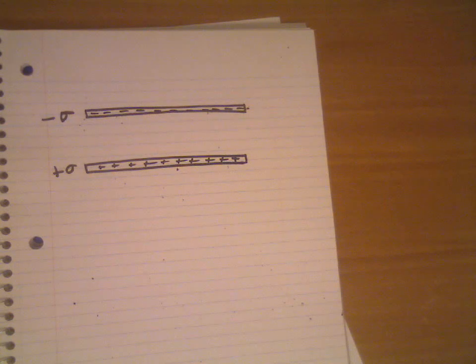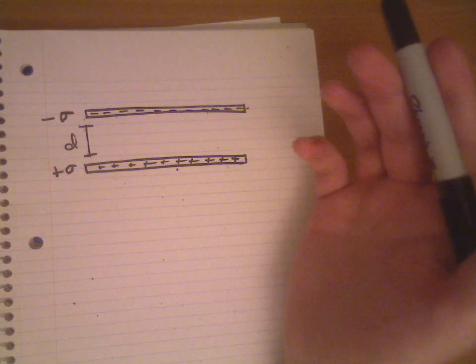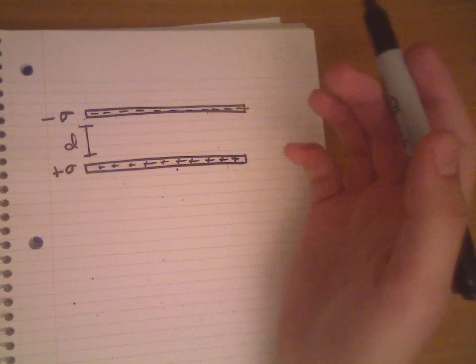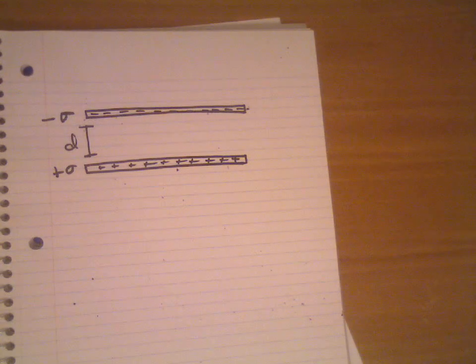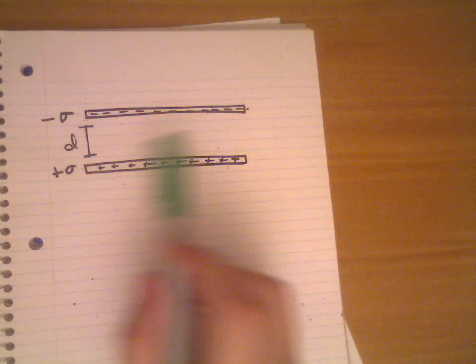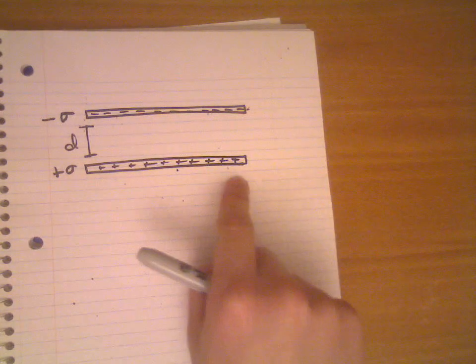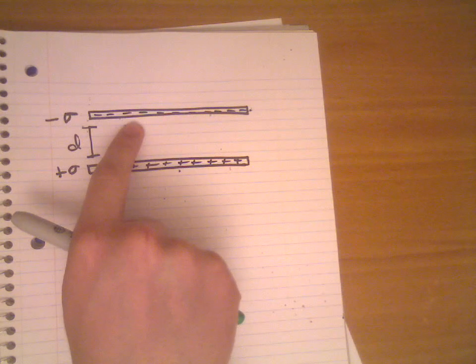Alright, in this example, we're going to be finding the electric field given by two infinitely large sheets separated by a distance d. So, in doing this example, let's first find out the direction of the electric field. By the way, I forgot to note this: this sheet has a positive charge distribution, whereas this sheet has a negative charge distribution.